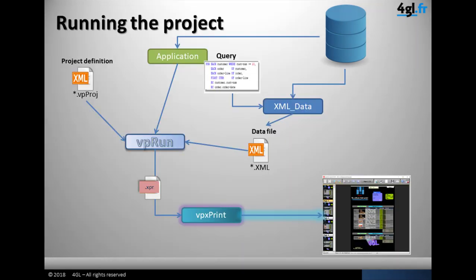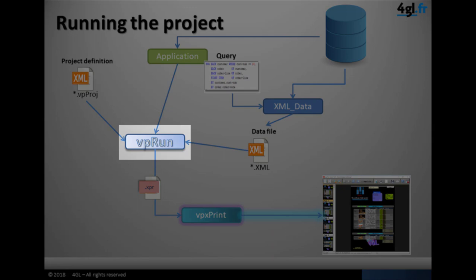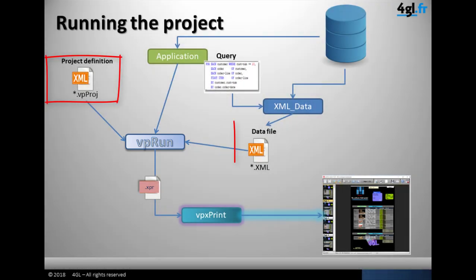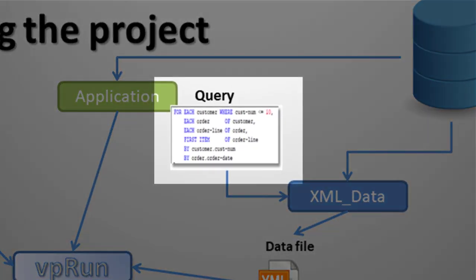The execution part is supported by VP Run. It needs two elements, the project and the database data that it will merge according to the project rules built with VP Designer. The client application will have to provide this data in XML format. You just need to call XML data with a request of the type progress for each. It will generate automatically and quickly an XML file with the data and the structure of the request.